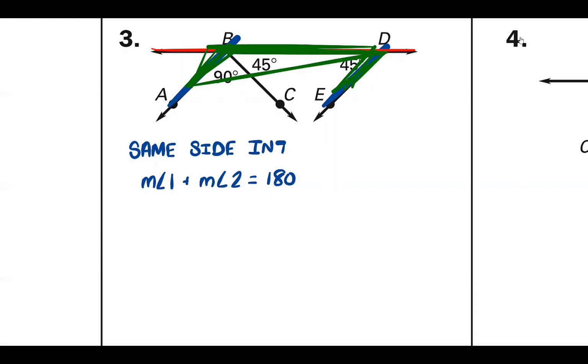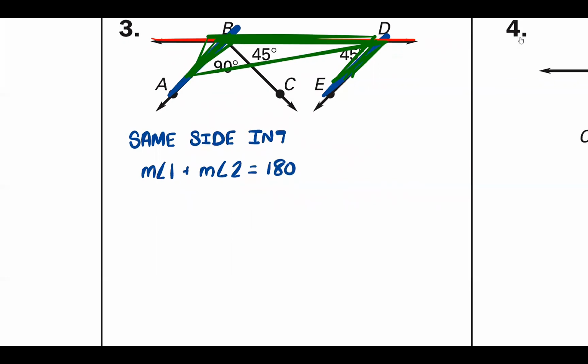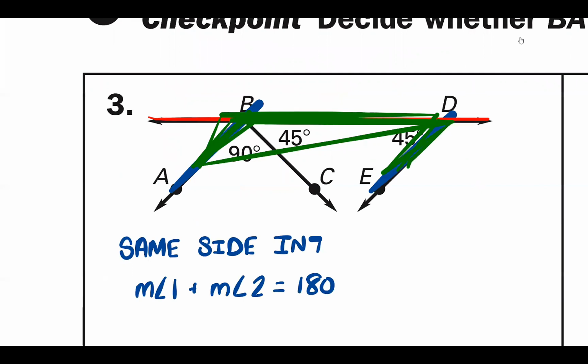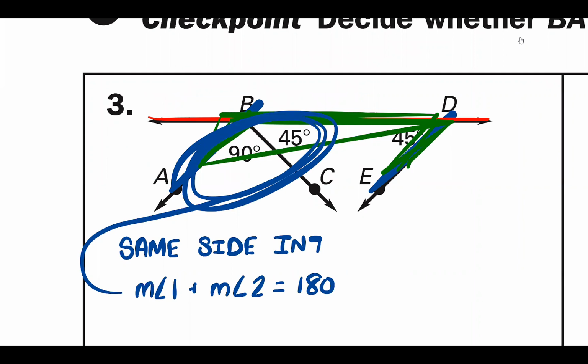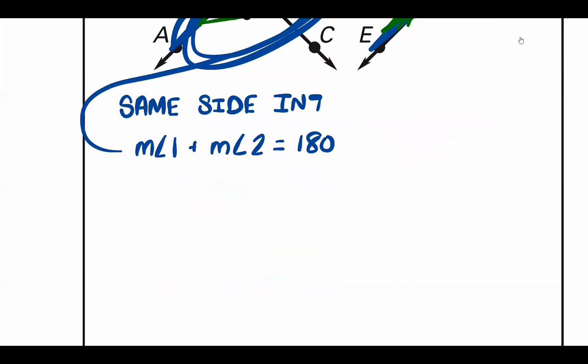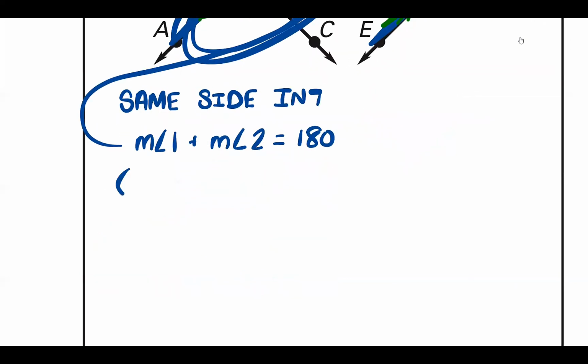Angle 1's a little tricky, though. What would angle 1 be here? 45 or 90? Which one? It's both. So take ray C out of the equation. Ray C is just cutting that angle for no reason. This is why I like this question. It's trying to mess with you on a fundamental level. So angle 1 is 90 plus 45.